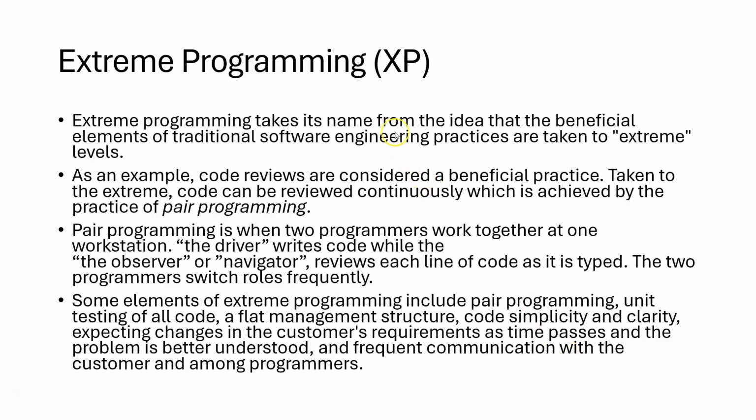Extreme Programming takes its name from the idea that beneficial elements of traditional software engineering practices are taken to extreme levels. As an example, code reviews are considered a beneficial practice, and taken to the extreme, code can be reviewed continuously, which is achieved by the practice of pair programming. And pair programming is when two programmers work together at one workstation. The driver writes code while the observer or navigator reviews each line of code as it is typed. The two programmers switch roles frequently.